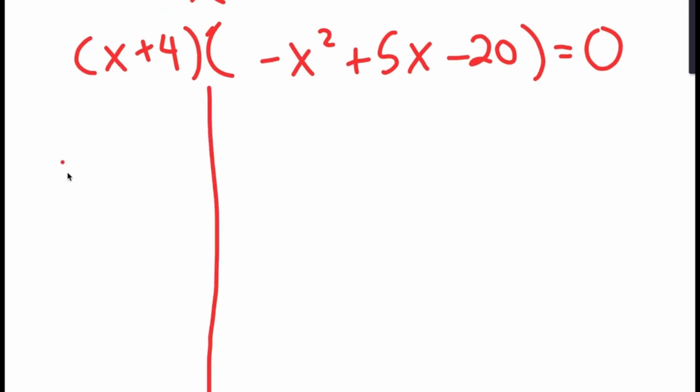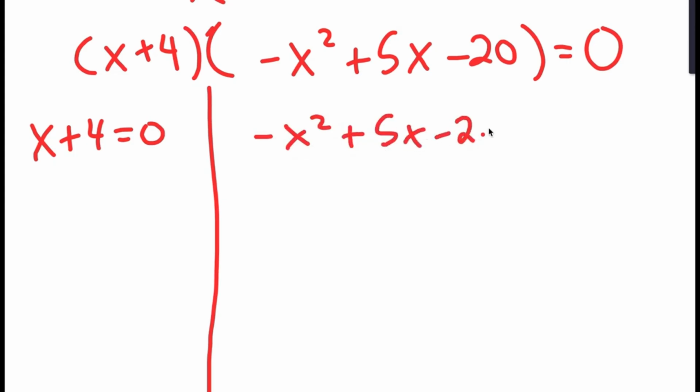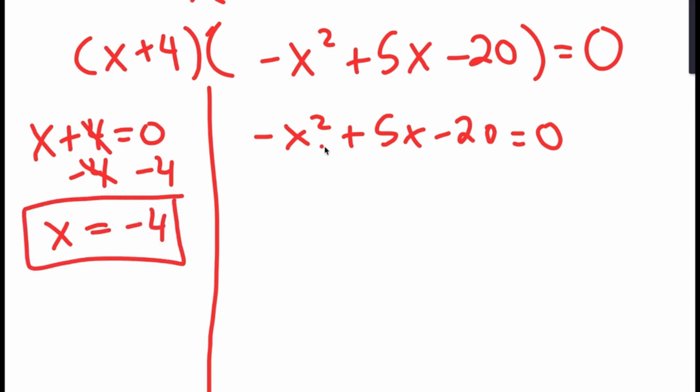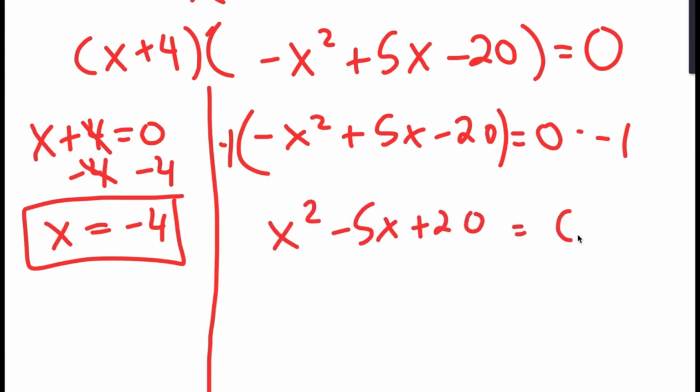So I get two equations from this. I get x plus 4 equals 0, and negative x squared plus 5x minus 20 is equal to 0. First, for x plus 4 equals 0, all we have to do is subtract 4 on both sides, and we get x is equal to negative 4. Now, for negative x squared plus 5x minus 20 equals 0, first off, we have a negative sign in front of x squared, so I'm going to get rid of that by multiplying both sides by negative 1. So I get x squared minus 5x plus 20 is equal to 0.